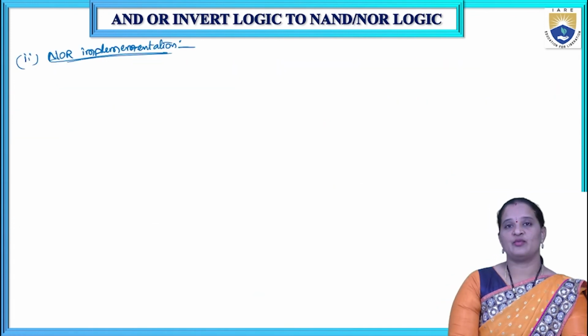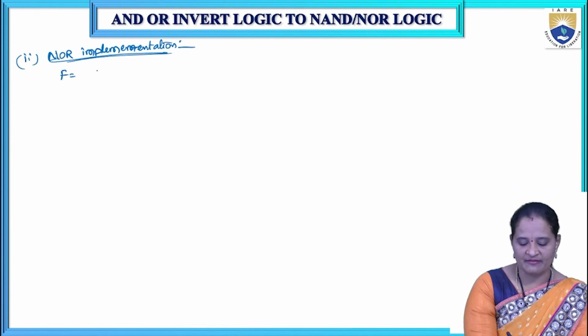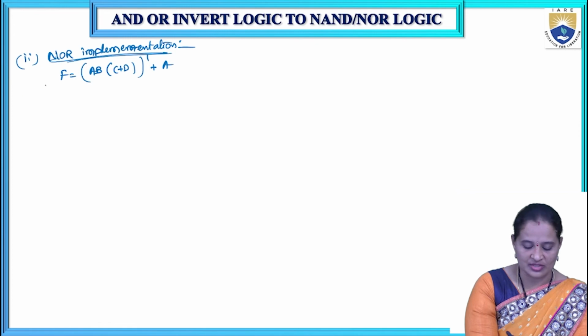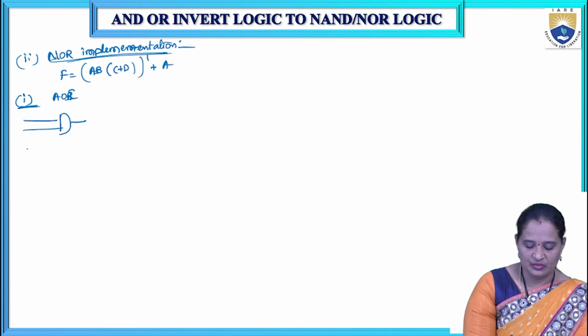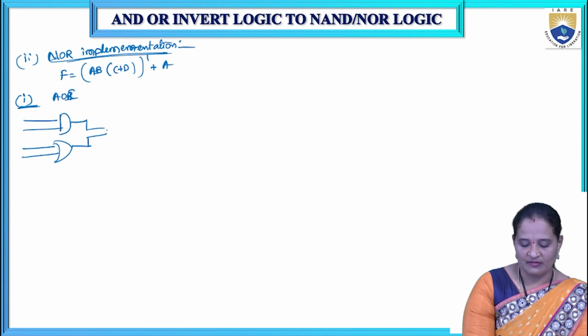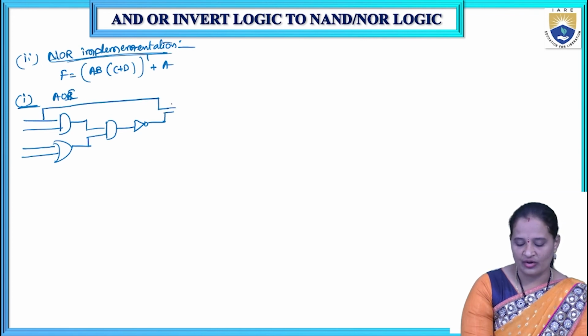Similarly, I'm going to implement the same given logic, that is F equals AB into (C plus D) whole complement plus A, using NOR logic. So what is the first step? AOI logic. Already we have drawn the AOI logic, again I am drawing it: AB into (C plus D). This is C plus D, and then we are giving it to an AND gate, and then we are using an inverter, and finally we are using an OR gate.